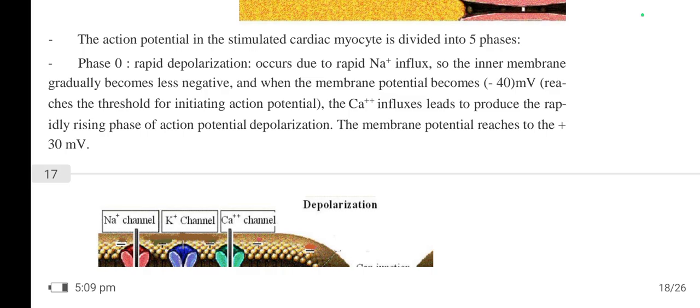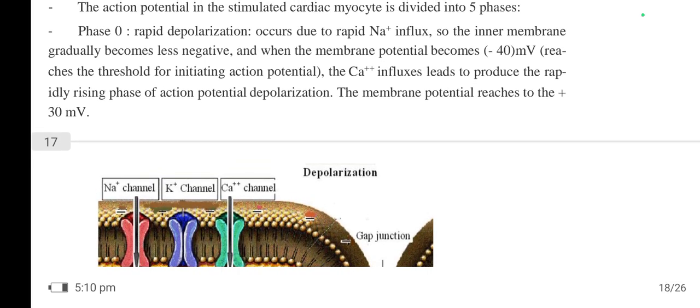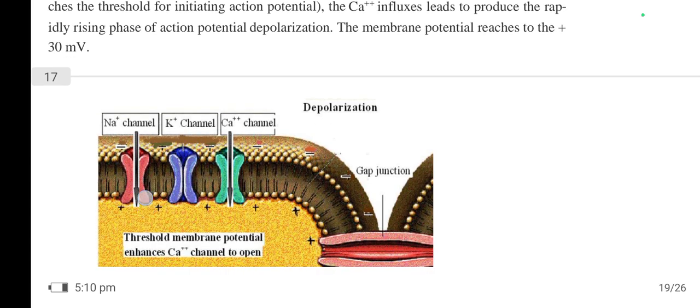So the inner membrane gradually becomes less negative. When the membrane potential becomes minus 40 mV, it reaches the threshold for initiating action potential. The Ca++ influx leads to the rapidly rising phase of action potential depolarization. The membrane potential reaches plus 30 mV.